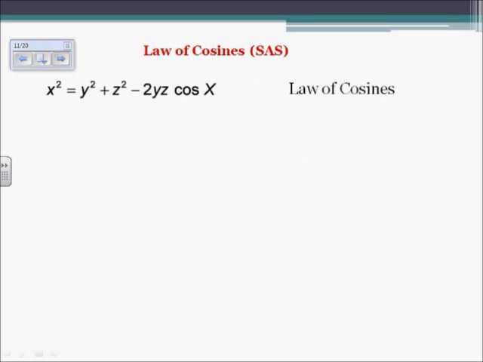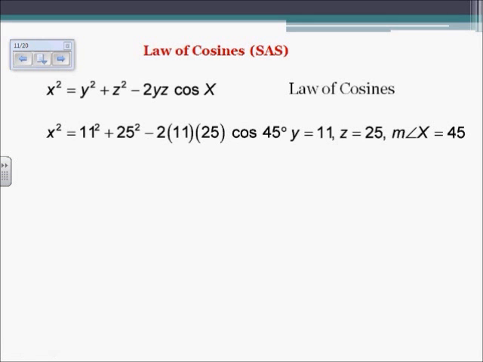So law of cosines in this situation, I called them A, B, and C. They're going to call them x on the other side. So x squared equals y squared plus z squared minus 2yz cosine x. Let's fill it in with information we know. From the picture, we had y is 11, z is 25, and then the angle was 45 degrees. Once we have that situation set up, then it's just a matter of simplifying in our calculators.